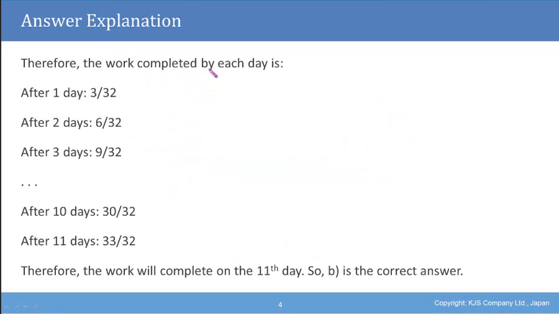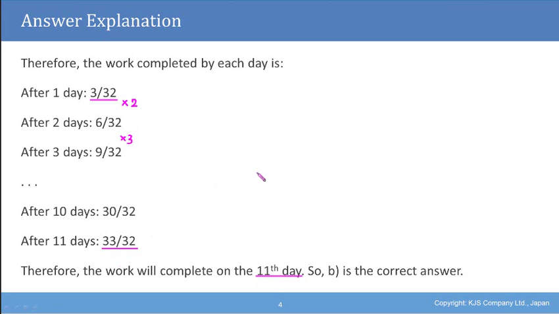Therefore, the work completed by each day is, so if we look at after one day, the workload done is 3/32. So that is the workload for one day. After 2 days, that is basically 3/32 times 2 and times 3 and so on. And after 11 days, you would get 33/32. So that is more than 1. So that means the work is complete on the 11th day.